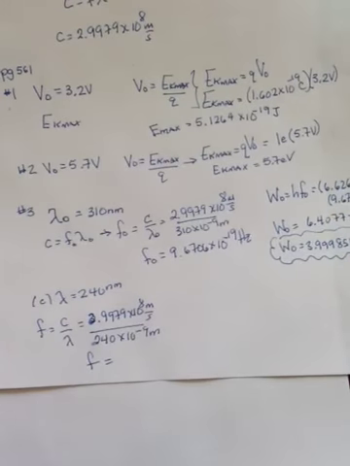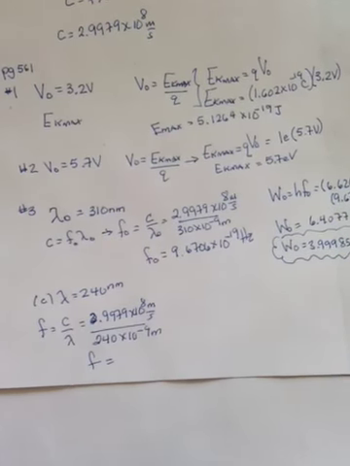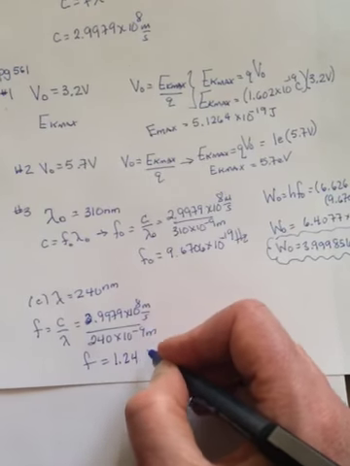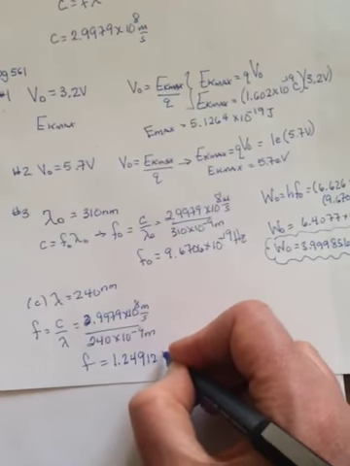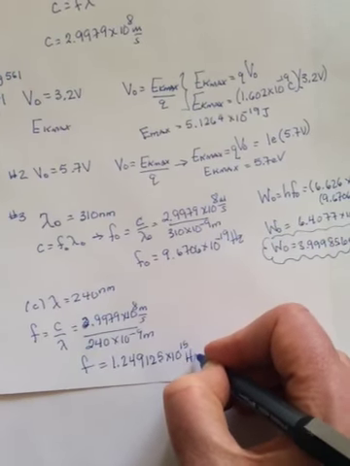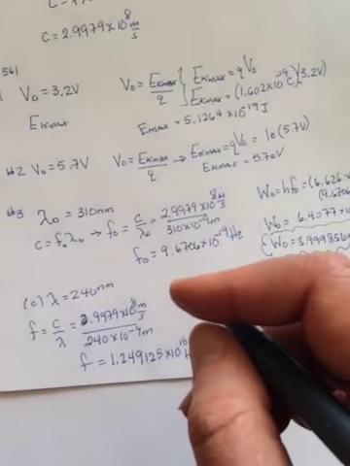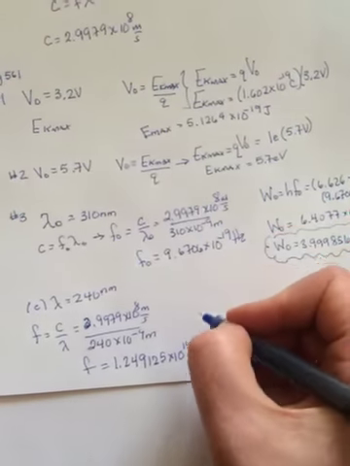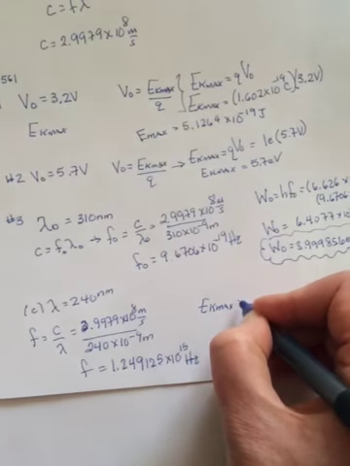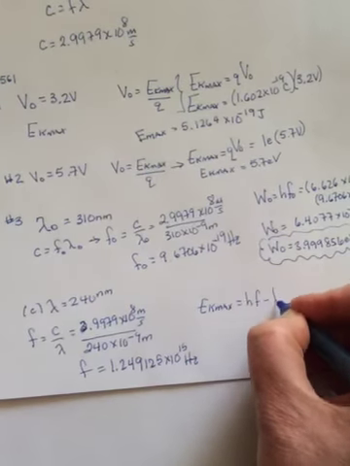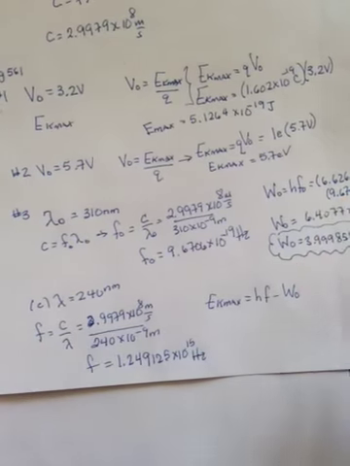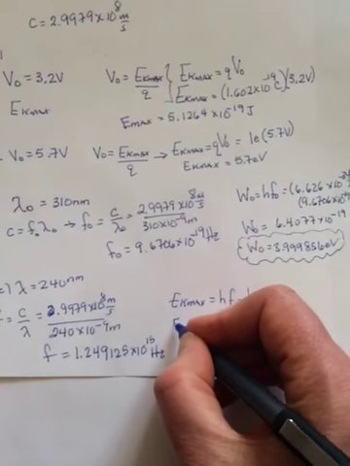So we get our F, which I believe is 1.249125 to the 15th hertz. And so if we keep reading the question, it says, what is the kinetic energy? So now we're looking for EK max, and that's equal to HF minus WO. And it wants to know the kinetic energy in electron volts.